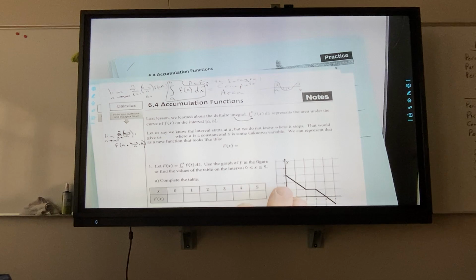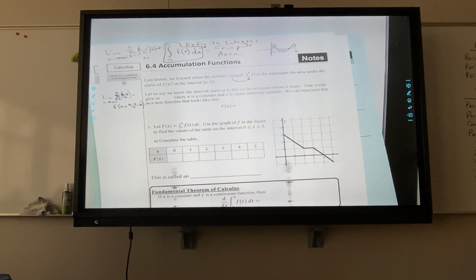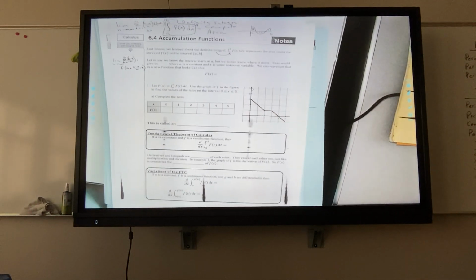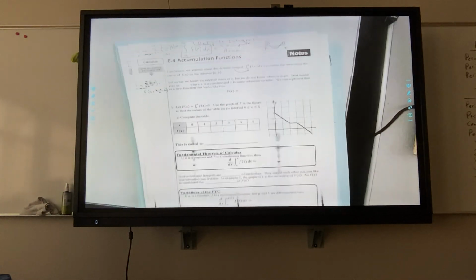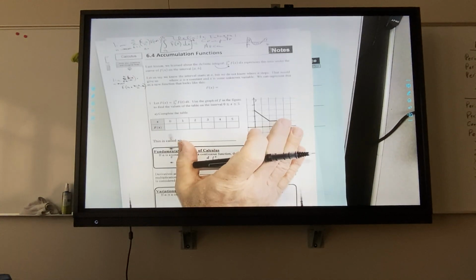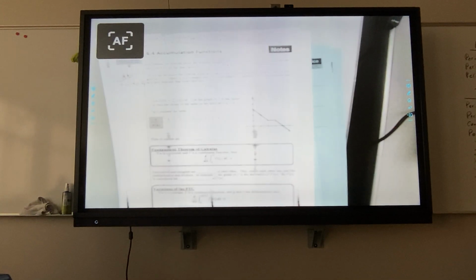Did that help at all? Moving on? I think you need to refocus it. Okay, let's try this. That help? Not really? I don't know what's with it today. Well, I kind of know, but it looks like there's got to be a bad spot or something.